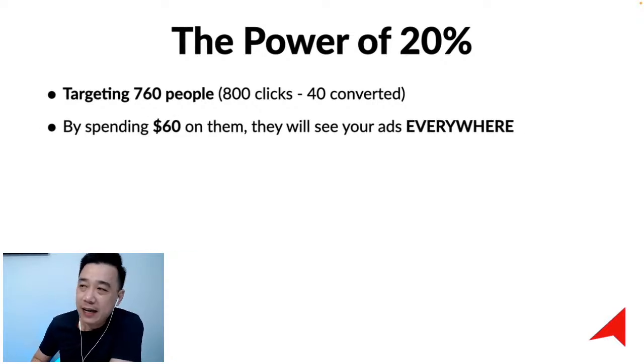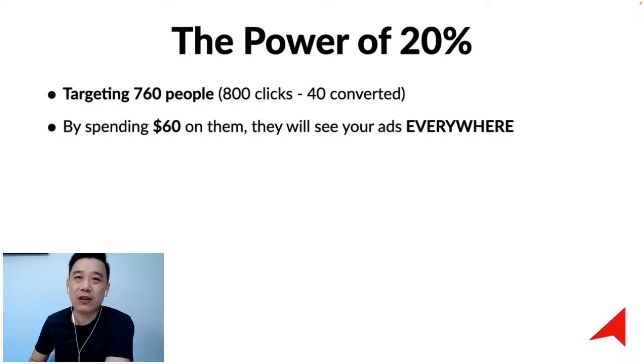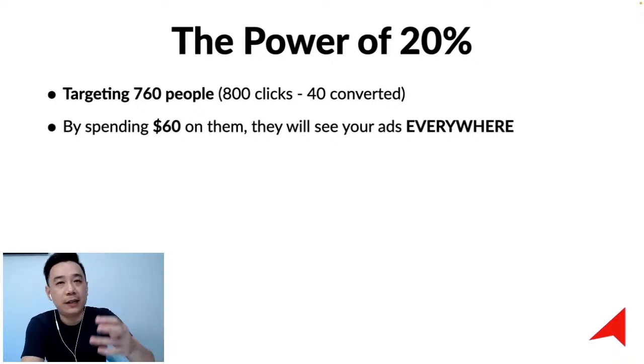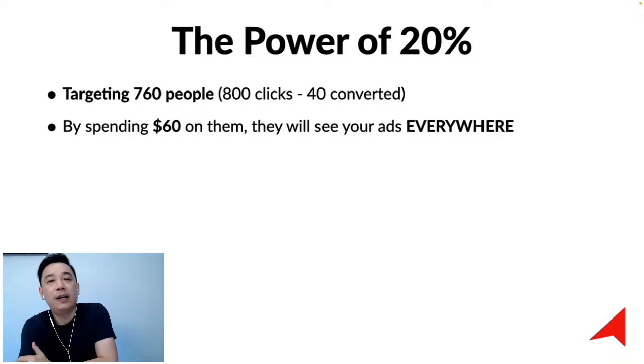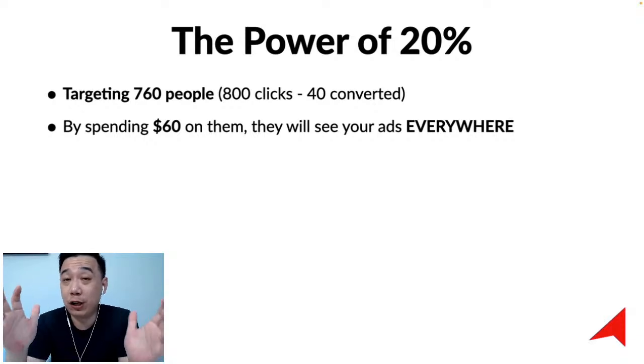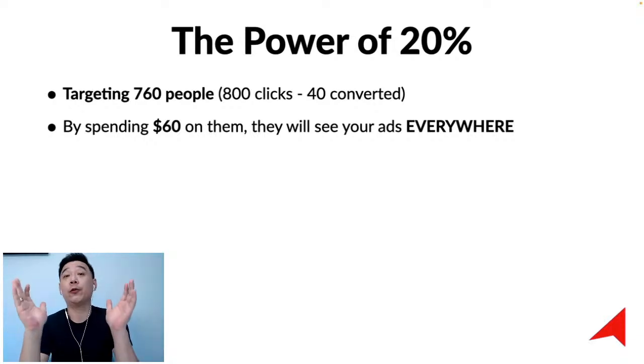You know what that means? That means these 760 people will be seeing your ads everywhere. They go to Facebook, they see you. They go to Instagram, they see you. They go to Facebook multiple times a day, they see you. They go to Instagram multiple times a day, they see you. But you actually do this only for the next 3 to 7 days because you know that's a conversion window.